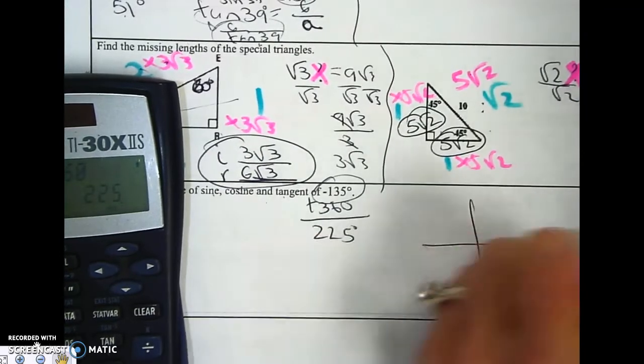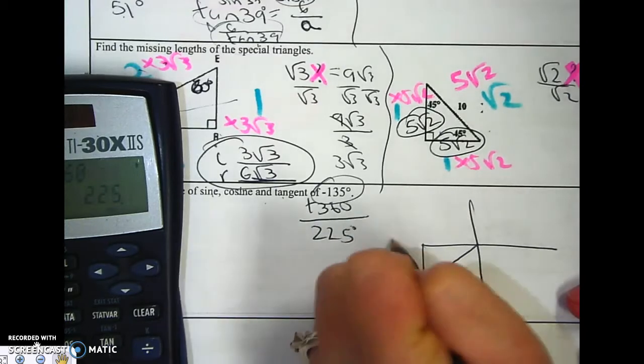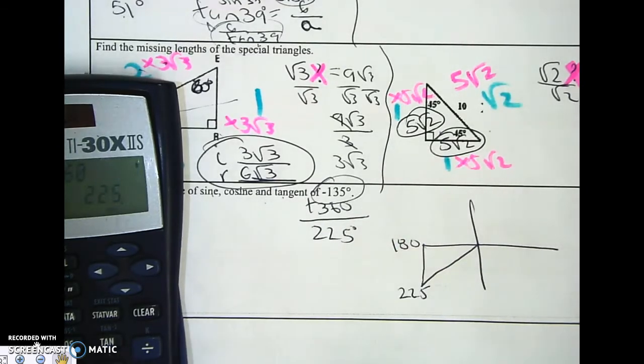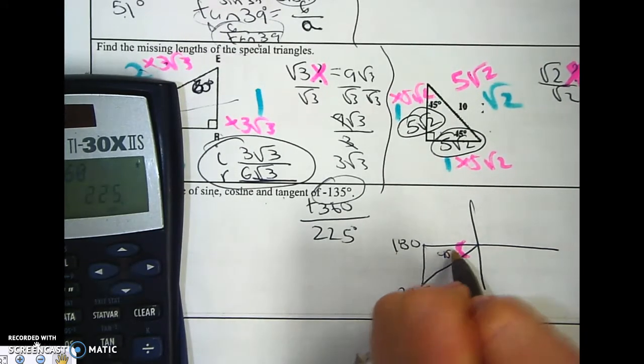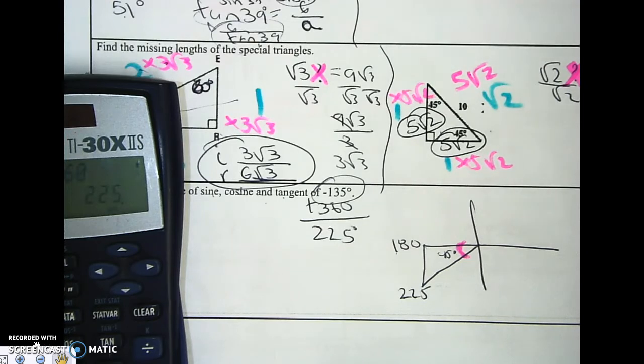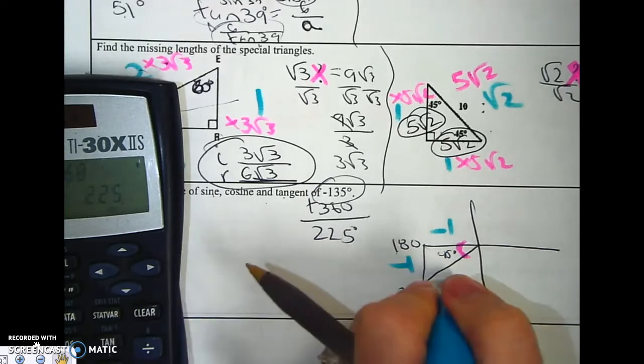Okay, let me draw this. 225 ends up in the third quadrant. So this is 225. This is 180, which means finding the reference angle. So you're going to go 225 minus 180 is 45 degrees. Then you remember the ratios. The ratios are negative 1, rad 2.